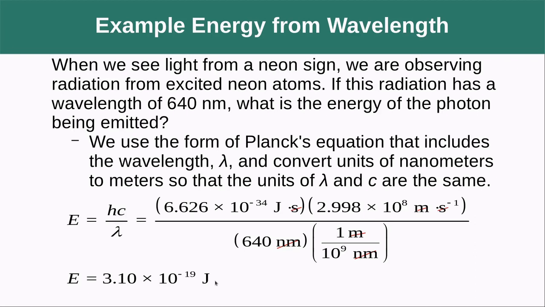So one thing to point out here is that we get this energy value in joules, and it was kind of tricky the way they asked the question. So they said, what is the energy of the photon emitted, right? So what we're really calculating here is that this is the energy per photon.